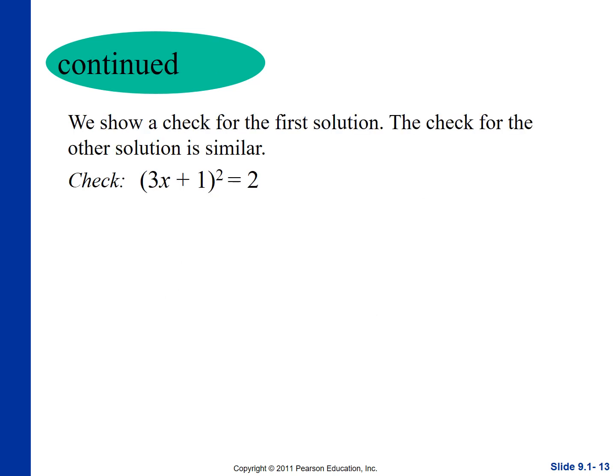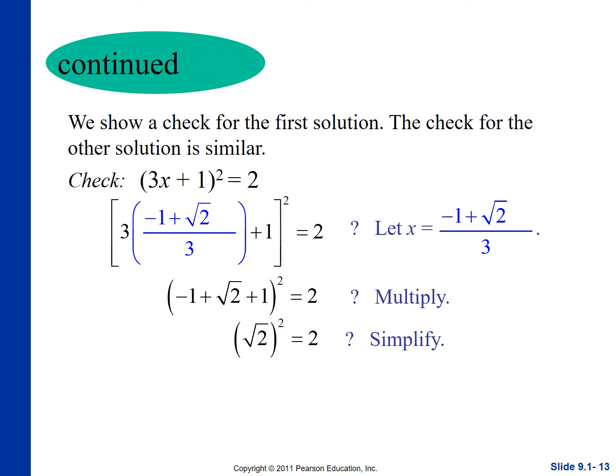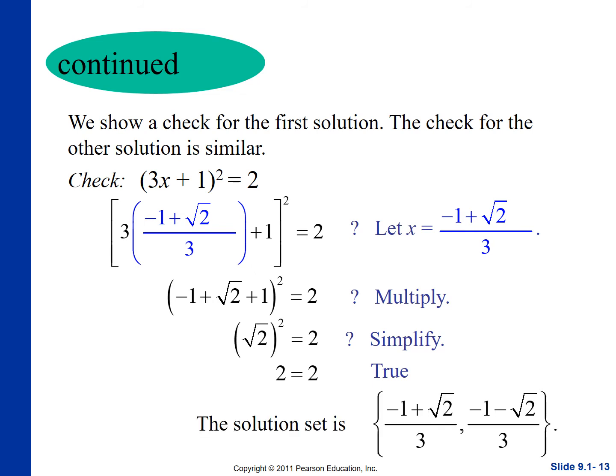All right, we show a check for the first solution, and the check for the other solution is similar, so plug it in, right? So let x equal negative 1 plus the square root of 2 over 3. So we plug that in, and you end up with negative 1 plus the square root of 2 plus 1, quantity squared. Simplify it, and you get a true statement. So there's your solution set. Okay, if you want to make that again simpler, you can put the plus or minus square root of 2 in there.